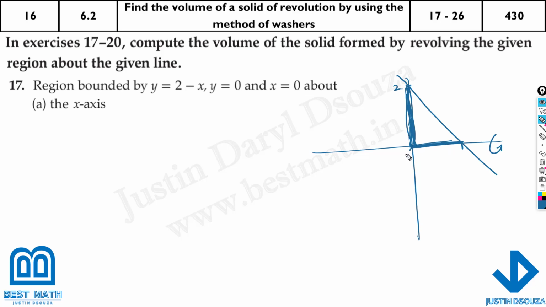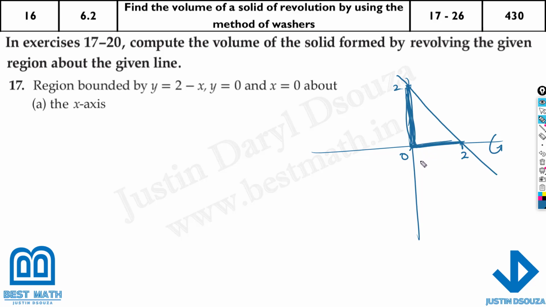This is 0. What is this point when y is 0? See over here, y equals 0, isn't it? So if you substitute over here 0 equals 2 minus x, you'll get the x value. X is equal to 2. So that is the thing. It's very simple to find that out. Otherwise, if you know linear graphing, if this is 2 and the slope is 1, this will also touch at 2 itself. So these are the limits.